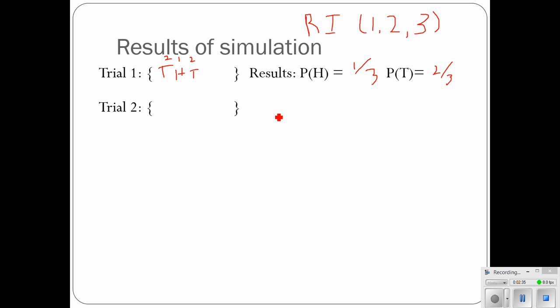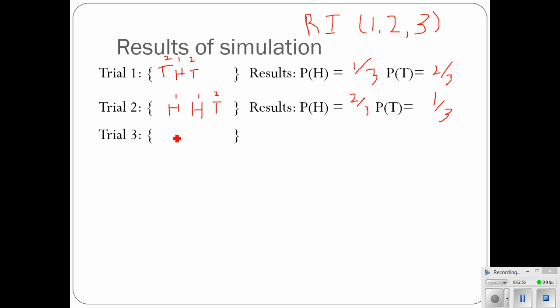All right, so trial 2, let's say that we ran the same simulation again. This time we got heads, heads, tails. So let's say we got 1, 1, 2. Now the probabilities of heads and tails in this particular event have changed just a little bit. So now heads is 2 out of 3, tails 1 out of 3. And let's say we did it one more time, and it kicked back 2, 2, 2. So we got tails, tails, tails. Now the probability of heads is 0, and the probability of tails is 3 out of 3.